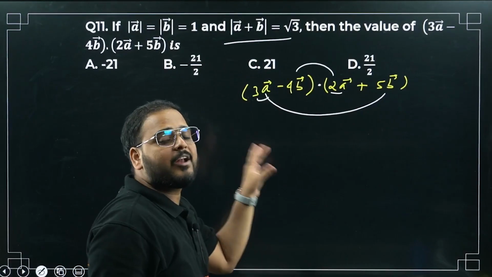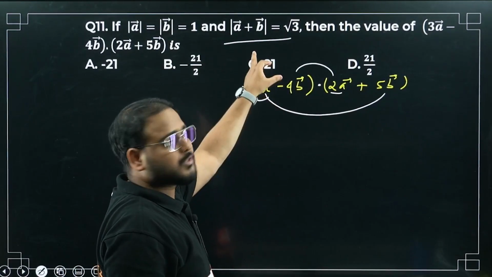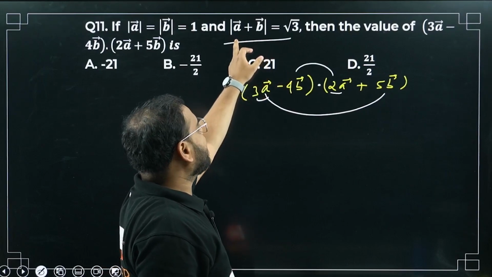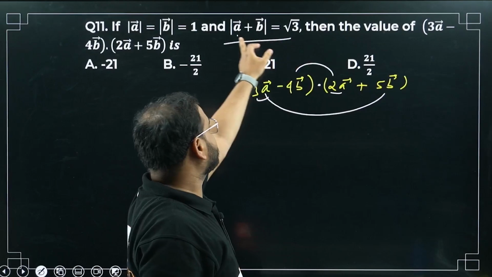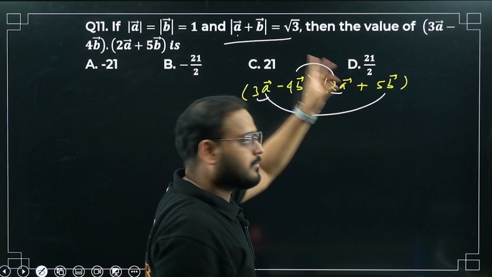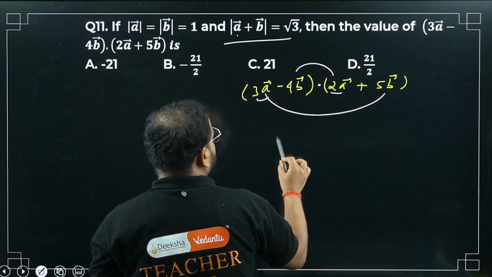To find the value of A dot B, how do you do that? Take the whole square. You're going to get A dot A, B dot B, plus 2A dot B. Please have a look, I want to show you.